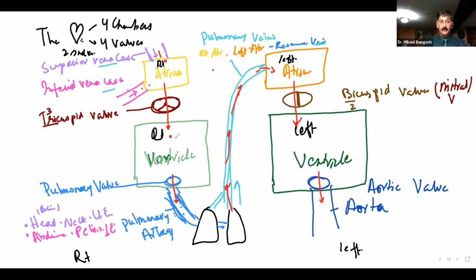But the actual function of the tricuspid valve in this case is that whatever blood entered the right ventricle from the right atrium should not be able to go back. It prevents this flow of blood from the right ventricle back into the right atrium. Likewise, from the pulmonary artery back into the right ventricle, or from the aorta back into the left ventricle.